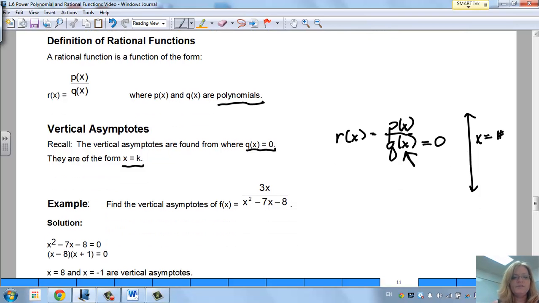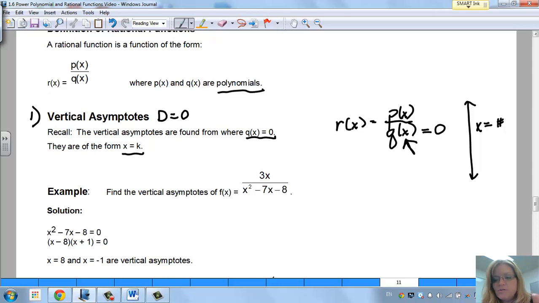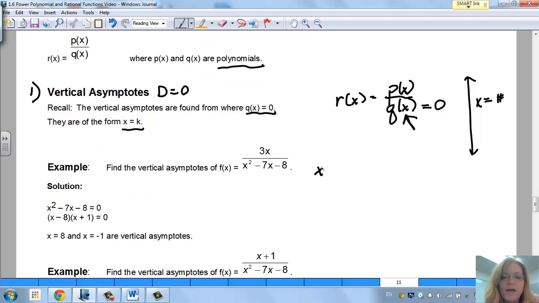So let's look at this function. To find a vertical asymptote, you take your denominator and put it equal to 0. Here I have a function, and I want to find if there are any vertical asymptotes. So I take my denominator, x squared minus 7x minus 8, and put it equal to 0. When I do this, I can factor it. So I have x minus 8, x plus 1.